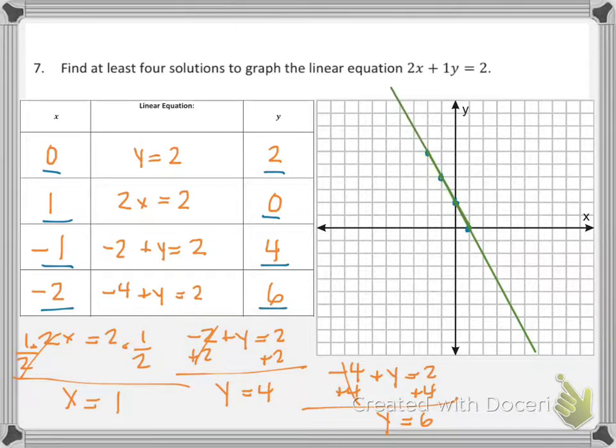Okay, so you get the idea. There's our line. And, all right, diagonal line. We've seen those before. Very good.